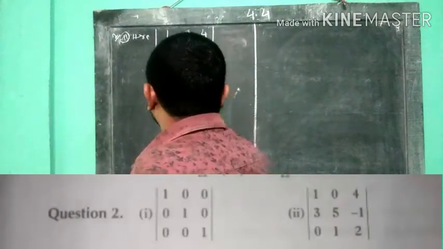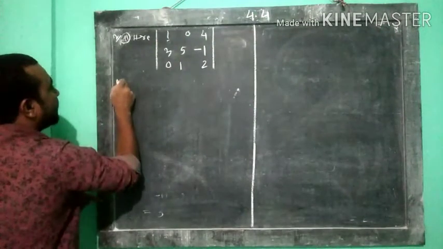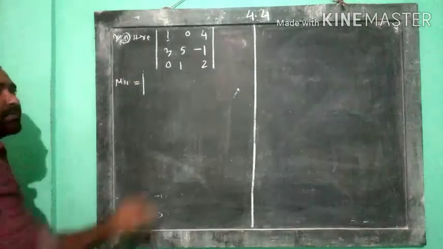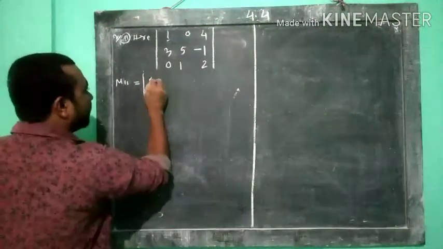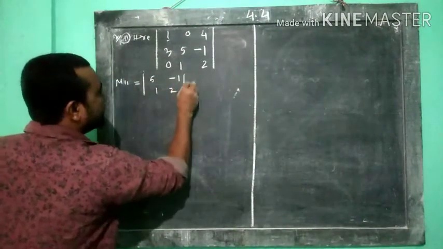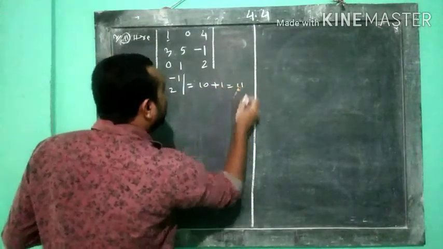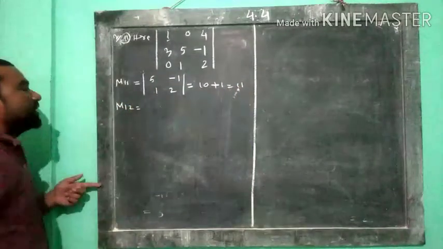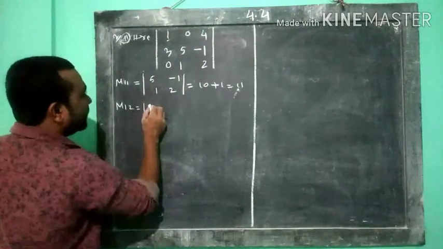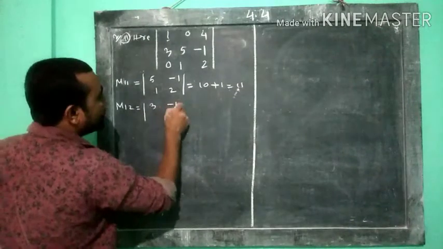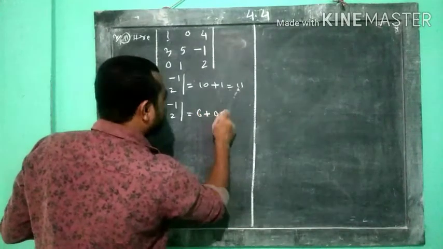Okay, so first the minors. The minor of 1 is M11 equal to what? Cancelling the first row and first column, the remaining are 5 minus 1, 1 2. This is equal to 10 minus minus, that is plus 1, equal to 11. M12, the element is 0. Cancelling, we get 3 minus 1, 0 and 2. This is equal to 6 minus 0, equal to 6.